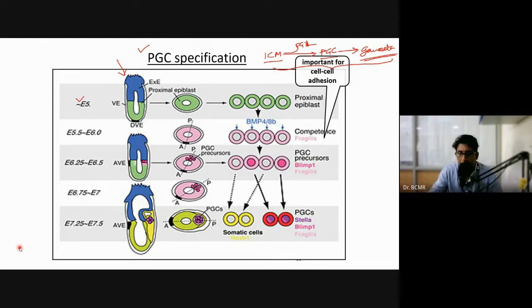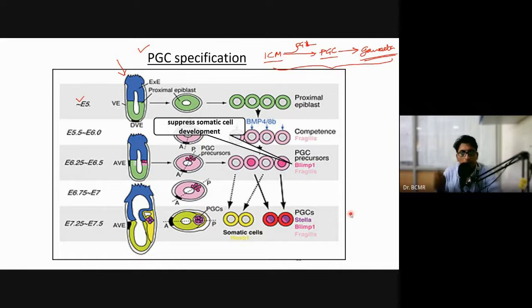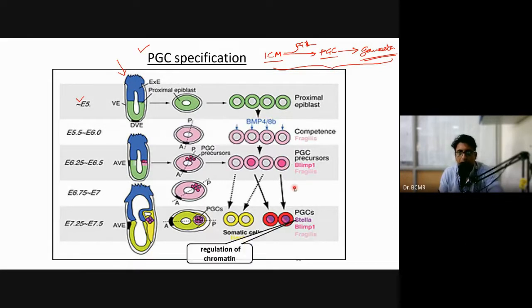So yeah, I forgot to mention, fragilis is important for cell-cell adhesions. And then BLIMP1, what it is doing here is suppression of somatic cell development. That means it is kind of determining these cells towards becoming the germplasm, right? So these genes which determine the somatic cell types are all repressed. And then Stella is involved in the regulation of chromatin, like we also discussed. That is another way, or it came up in the hits there about the imprinting status.